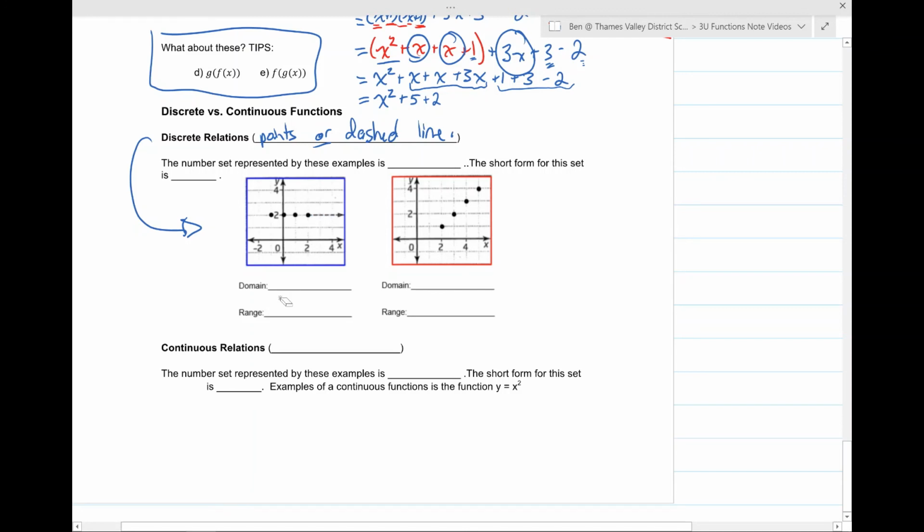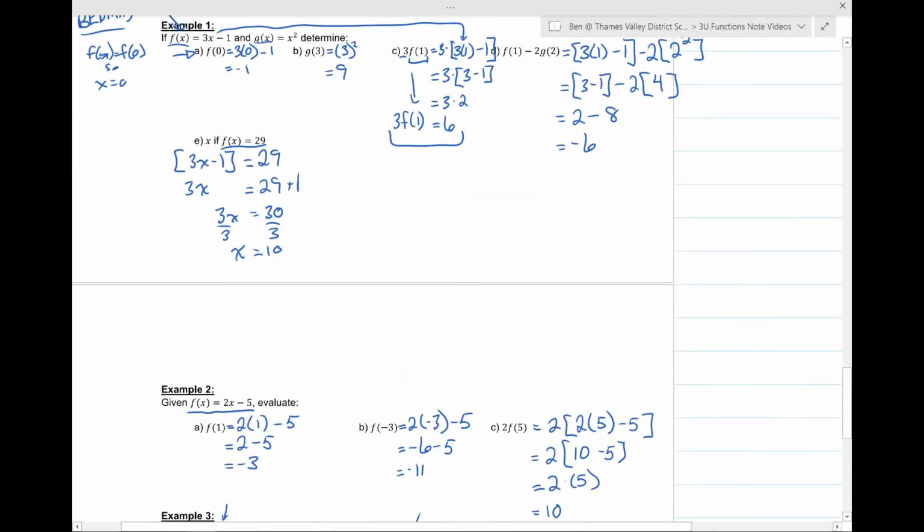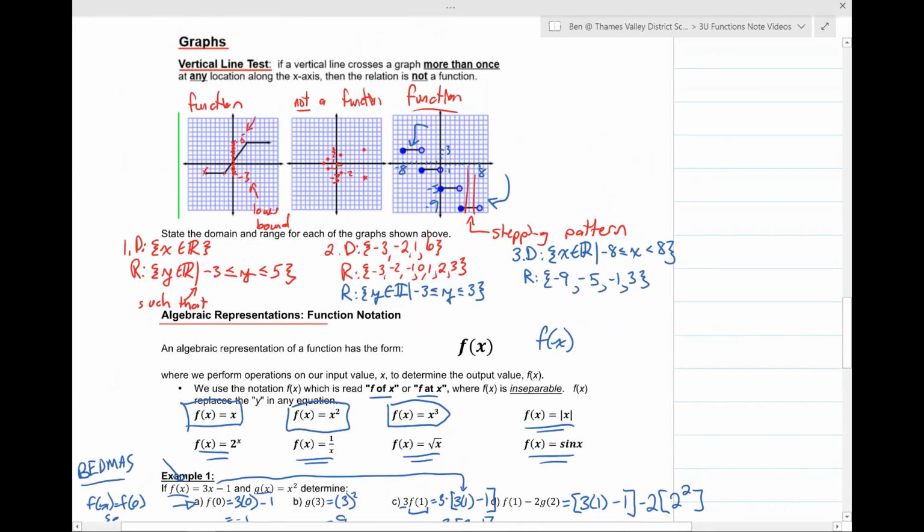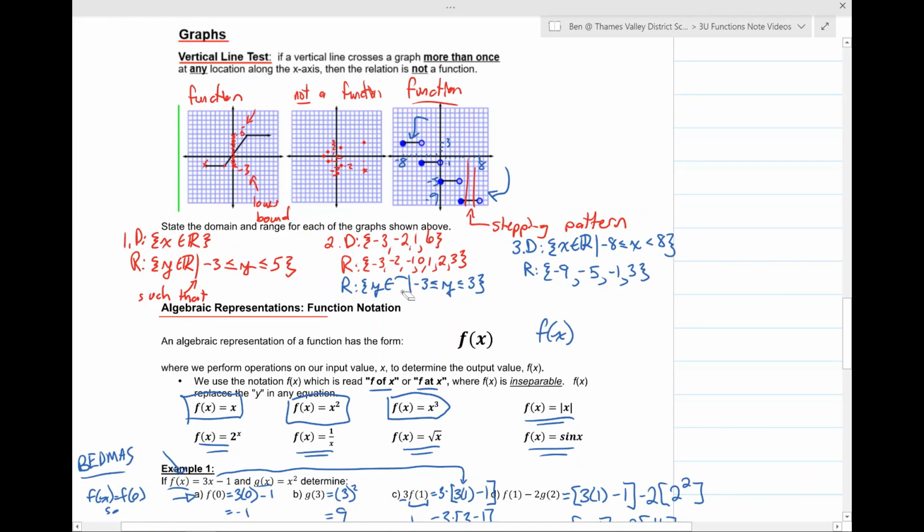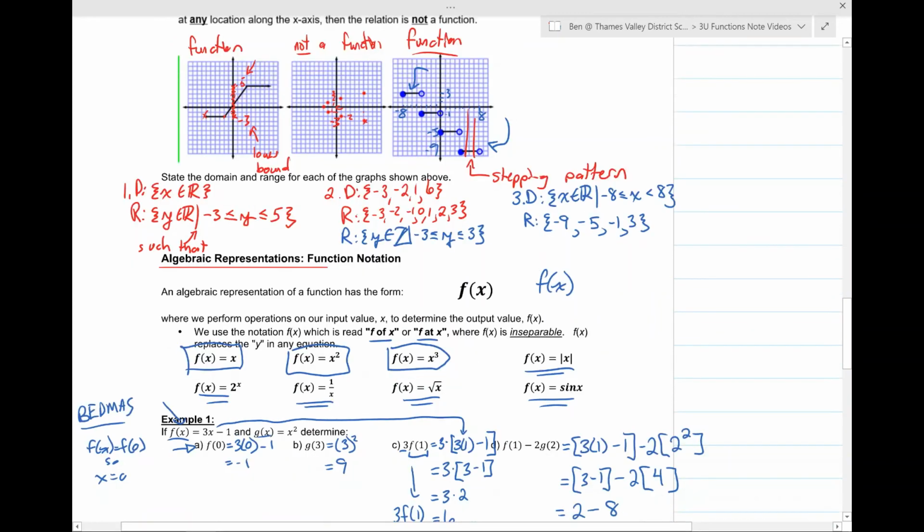So the number set that's represented by these examples down here is the integers, and we have worked with the integers before. The short form for this set is a Z with two diagonal lines. A Z with two diagonal lines. I think actually I used the wrong symbol up above when I was doing that. That's right, I wrote Y as an element of the integers. Should be like that. Perfect.